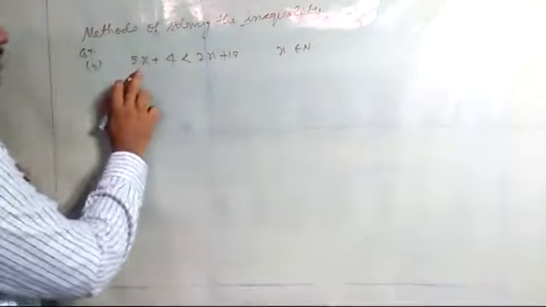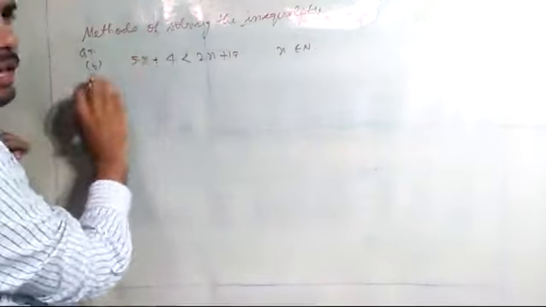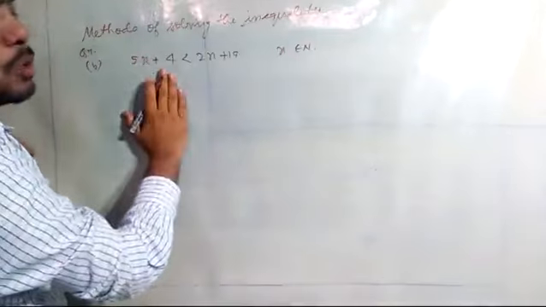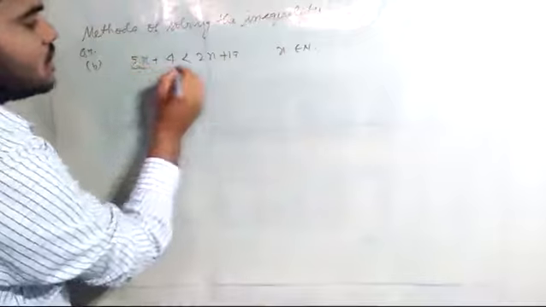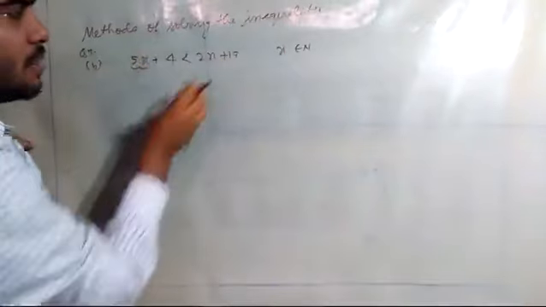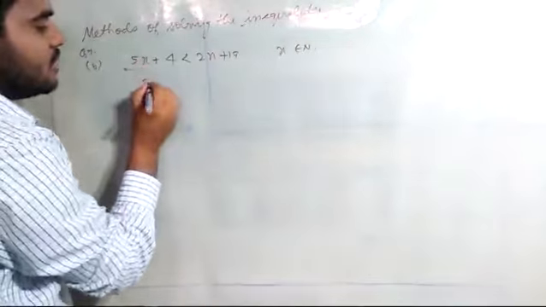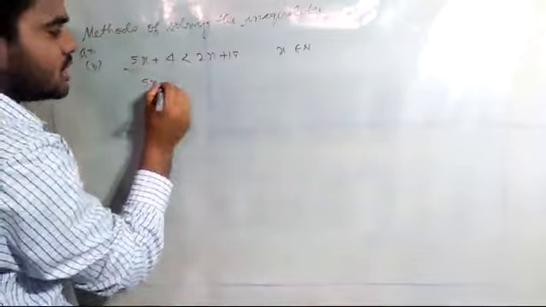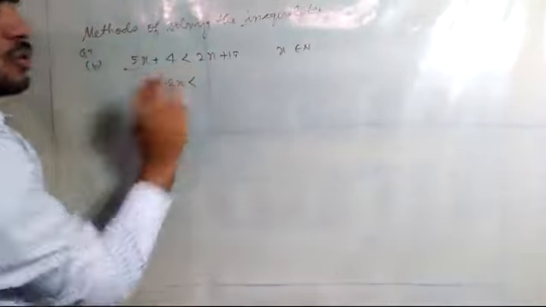What are the methods? The best method that I think is to bring the variable to the left hand side and transpose the constant towards the right hand side. Now here 5x is given. If I bring 2x this side, it will become minus. The sign will change, but the inequality symbol will remain the same, because you are just transferring the number from numerator to numerator.